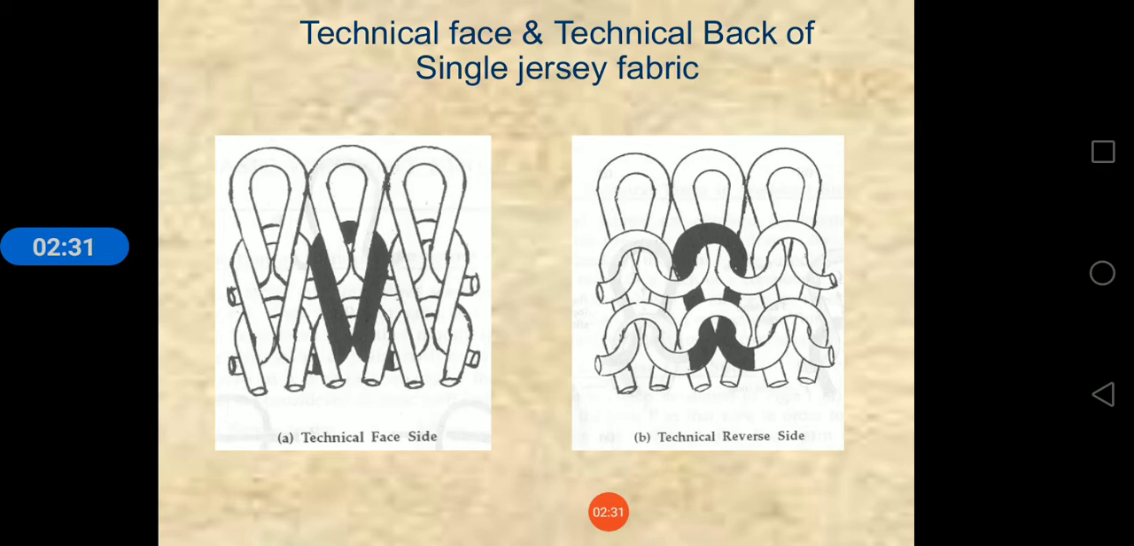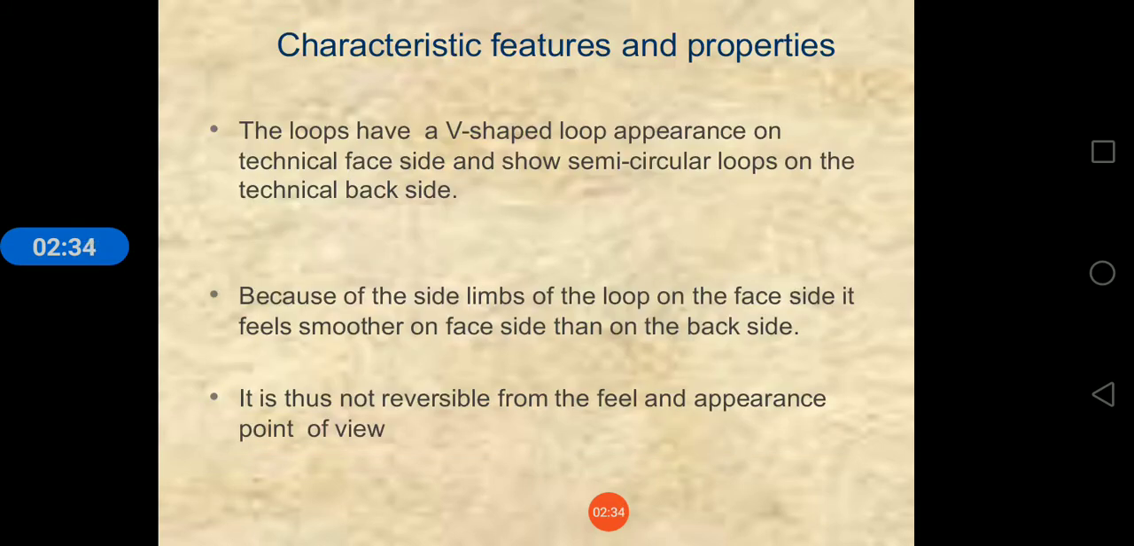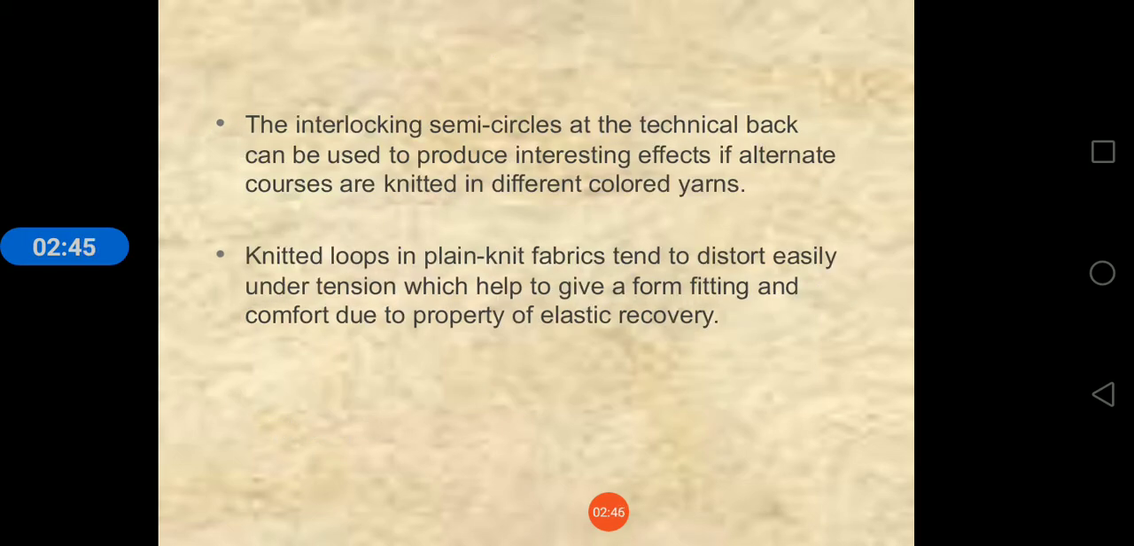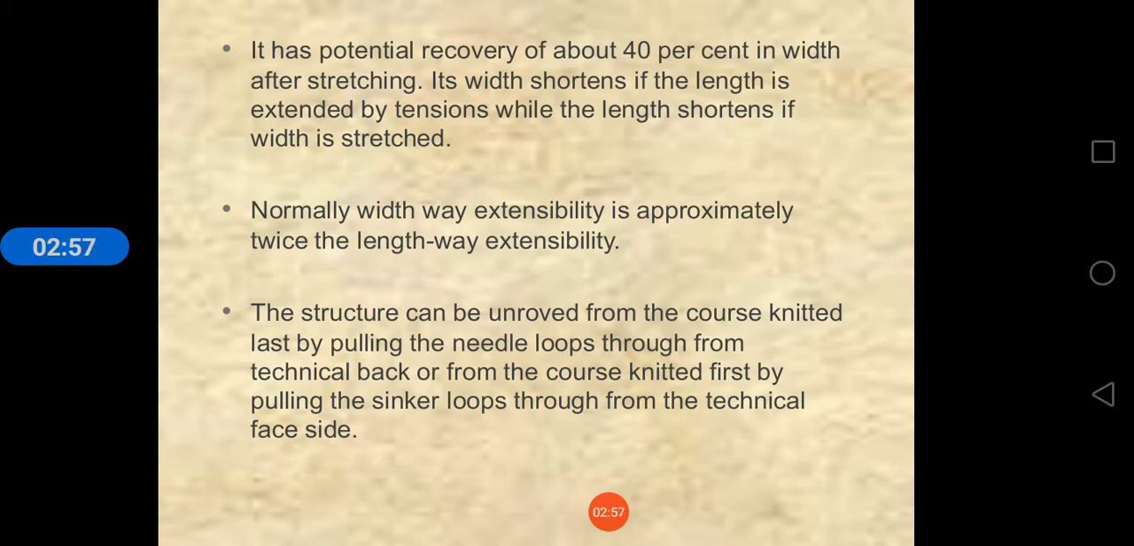First of all, the characteristics: it has a V-shaped loop appearance on the face side because of the side limbs of the loops, and the back side has a reversible appearance. The interlocking semicirculars of the technical back produce effects with alternate courses of different colored yarns. Under tension it distorts easily, giving elastic recovery, with a potential recovery of 40% in width after stretching. Its width shortens if the length is extended. The structure can be unrolled from the course knitted last by pulling the needle loops through.